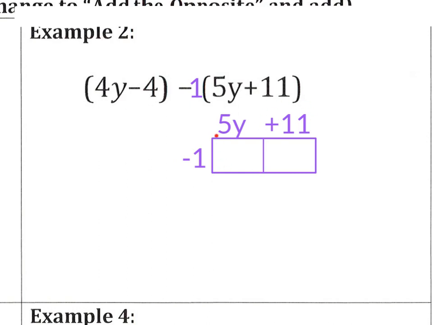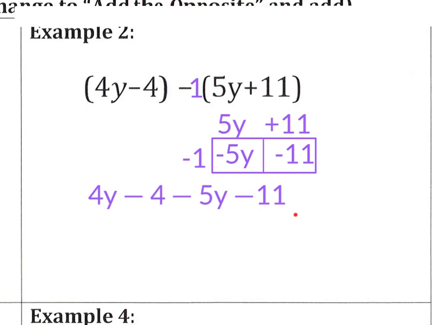To fill in the boxes, I'm multiplying negative 1 times 5y. Negative 1 times 5y gives me negative 5y. And then next to that, I have a negative 1 times 11. Negative 1 times 11 is a negative 11. So then I can go ahead and remember, this has an imaginary 1 out front, but 1 times 4y minus 4 will not change anything. So I'm just going to bring this all down, the 4y minus 4, and then my answer from inside the area model, which was the negative 5y, so minus 5y, and then the negative 11, so minus 11.